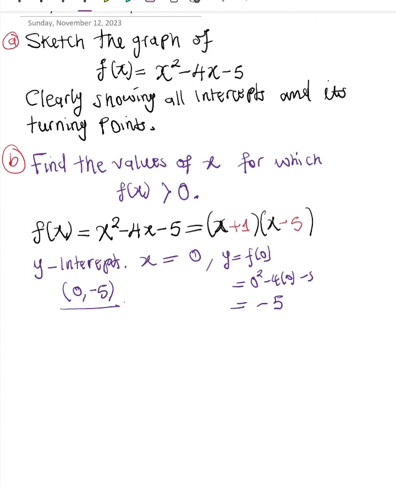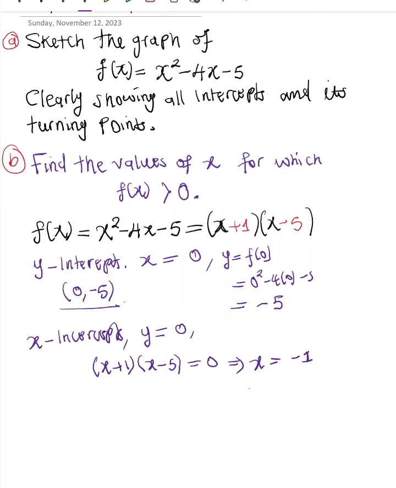On the x-intercept, y is equal to 0. So we are going to equate this function to 0. Therefore, we have x plus 1, which is our function, then x minus 5 is equal to 0. Therefore, x is equal to negative 1, or x is equal to positive 5. So the x-intercepts are x is negative 1, we know that y is 0, and x is 5 and y is 0.